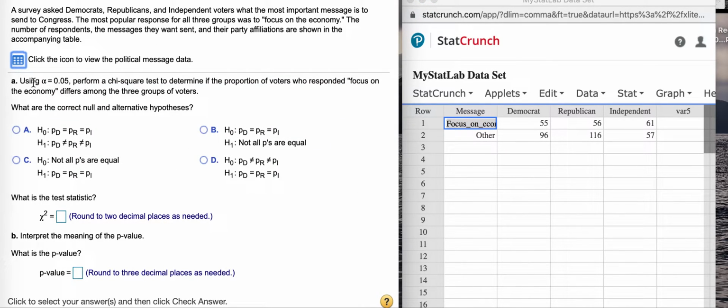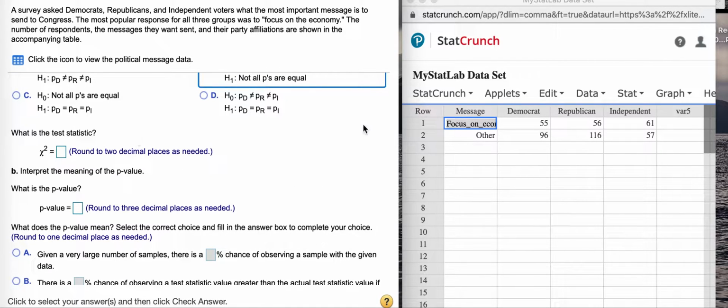And in part A, it says using a significance level of alpha equal 0.05, perform a chi-square test to determine if the proportion of voters who respond focus on the economy differs among the three groups. So here, essentially what we're looking at is that these proportions are all the same going across the different party affiliations versus they're not all the same. They're not all equal. So B would be our hypothesis.